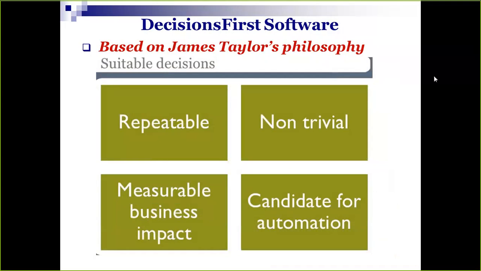So here are the criteria that would be ideal to use the Mr. Taylor software Decisions First. Decisions that are repeatable. In other words, they occur often. That's operational. Decisions that are non-trivial. I think we can all agree that solving trivial decisions with any kind of an analytics approach would be a waste of effort.